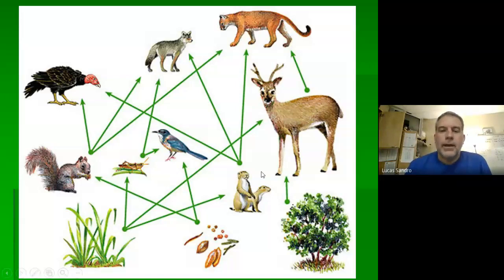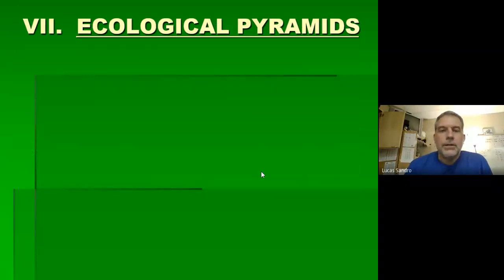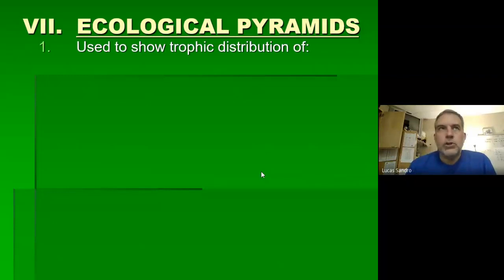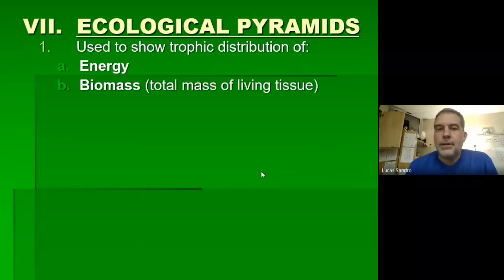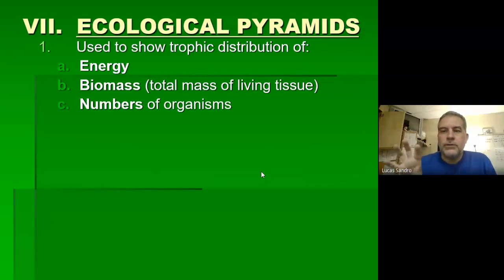So we're going to move a little beyond food webs, and start to talk about ecological pyramids. Ecological pyramids are a way that we describe and show how energy and biomass and numbers of organisms fall into different trophic levels. Remember, trophic levels are simpler than they seem. It's just how many steps you are away from the sun. So energy pyramids will show how much energy is at the producer level and the primary consumer level and the secondary consumer level and the tertiary consumer level.